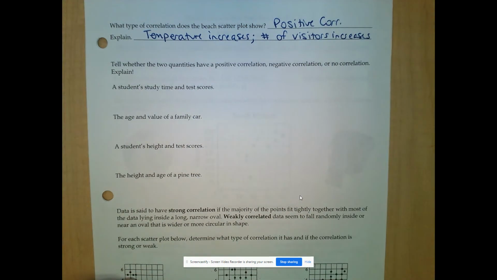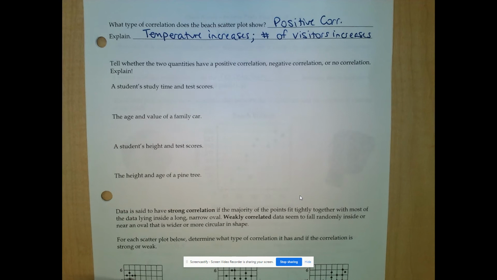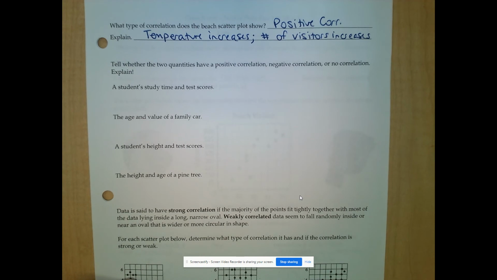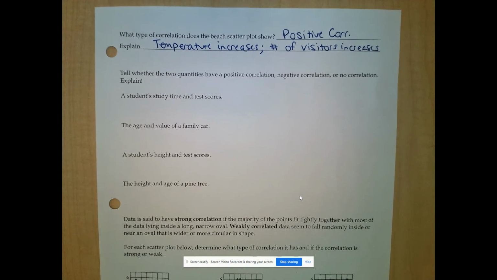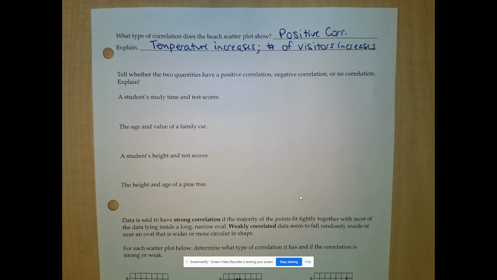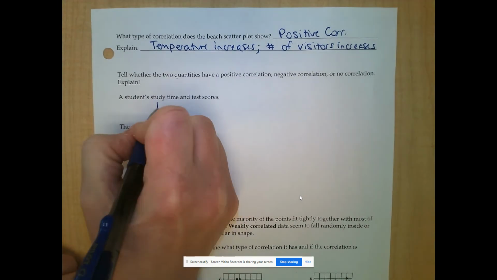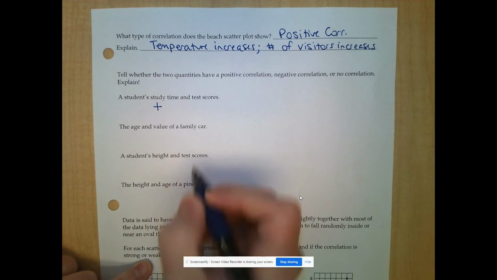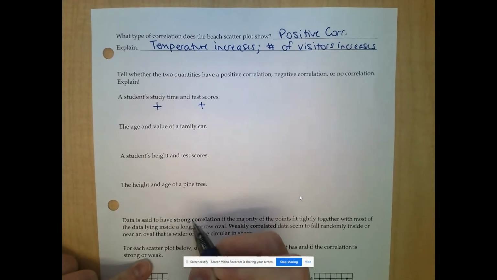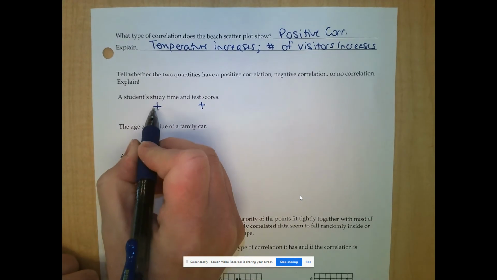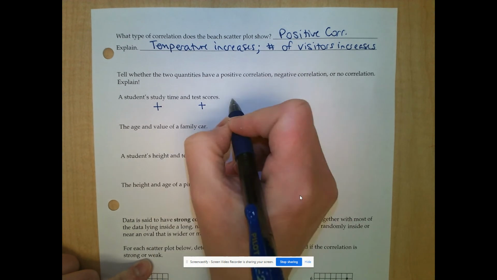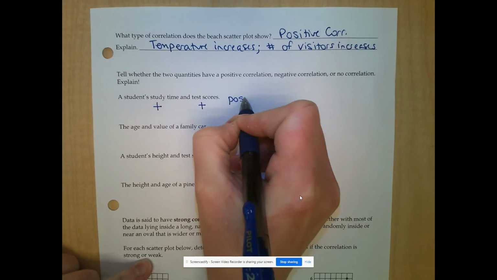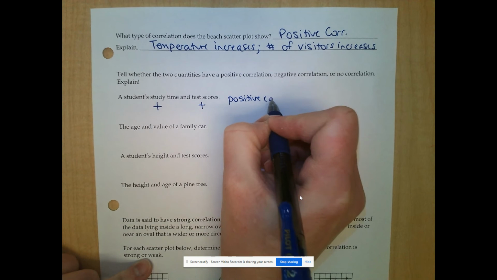Tell whether the two quantities have a positive correlation, negative correlation, or no correlation. So a student's study time and their test scores. Now, what we're looking for is a general statement, not really specific individual cases. So typically what happens as a student's study time increases, typically their test scores also increase. So if the study time, the input is increasing, the output, the test scores are increasing as well, that would be a positive correlation.